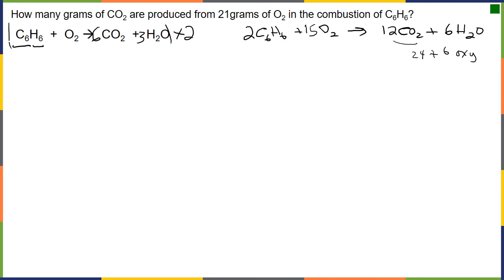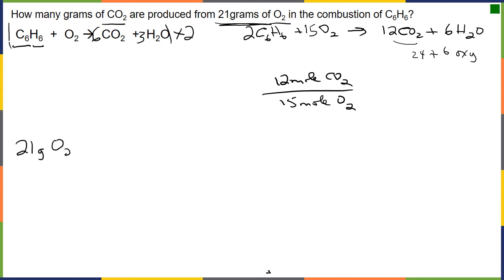So step 1, balance our equation. We know that we are going to compare carbon dioxide with oxygen. From our balanced equation, we have 12 moles of CO2 for every 15 moles of oxygen. In order to get moles from the grams of oxygen, I have to use the molar mass. So let's start with this.